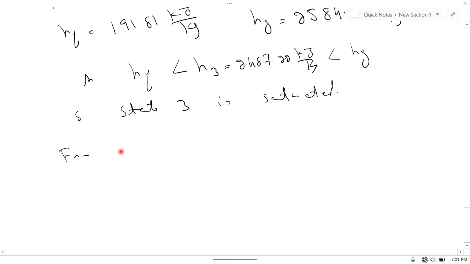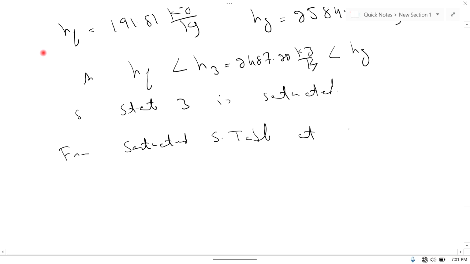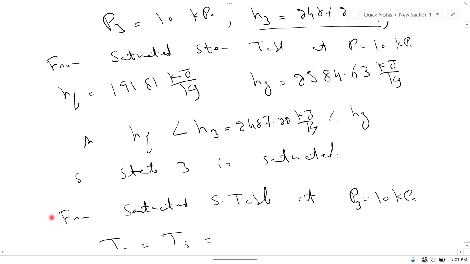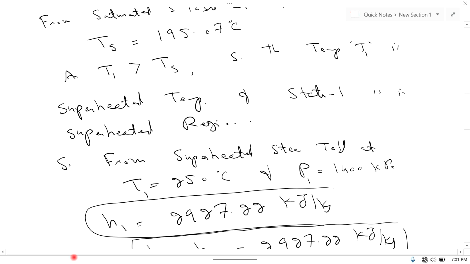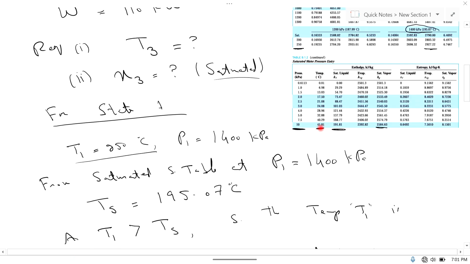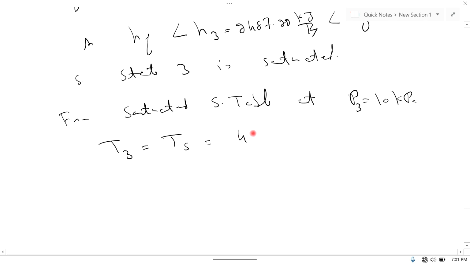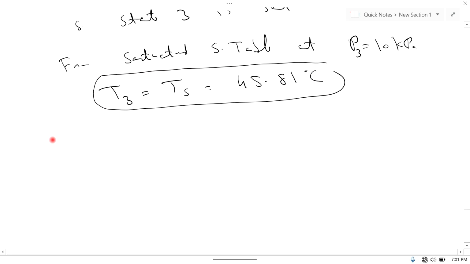So the temperature at state 3 is the saturation temperature. From the saturated steam table, at pressure P3 equal to 10 kilopascal, temperature T3, which is the required, is equal to the saturation temperature, and this is 45.81 degrees centigrade. Now we can find x3.